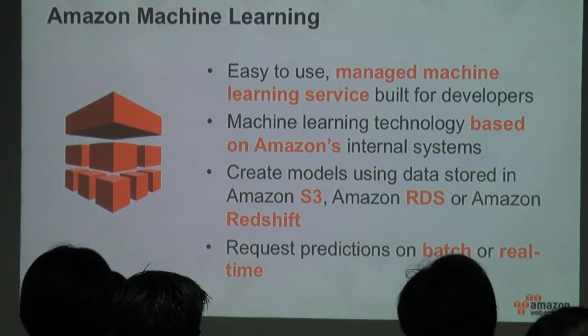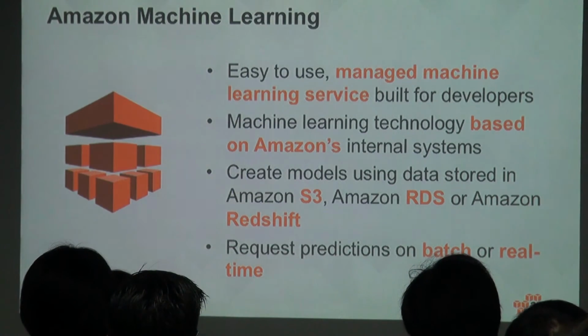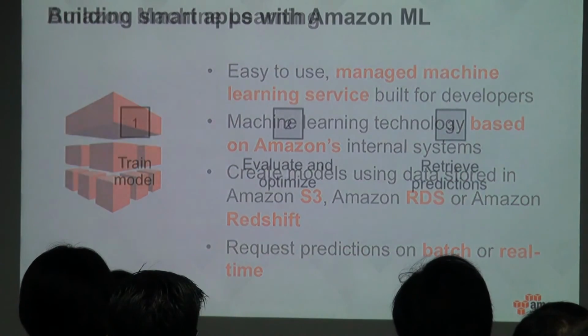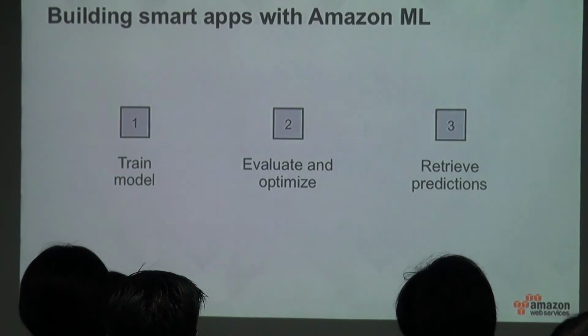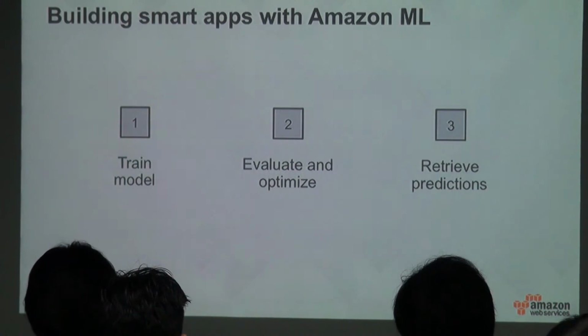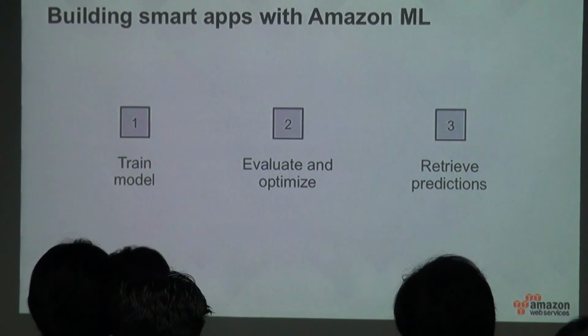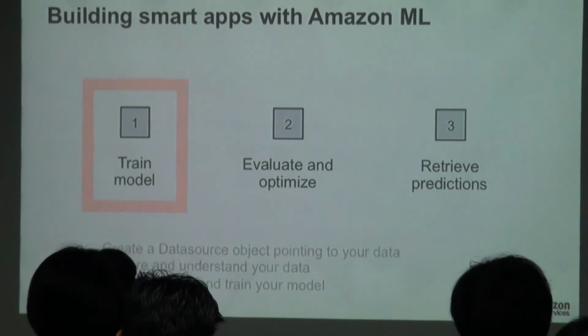We can then create a model, and then we can request predictions, both in batch, so give me predictions for those hundreds, thousands of different users, or in real time: this is the current user, give me a prediction for it. So let's look at that a little bit further. There are 3 steps with Amazon Machine Learning, just like with any machine learning. Basically, train your model, evaluate it, and retrieve the prediction.